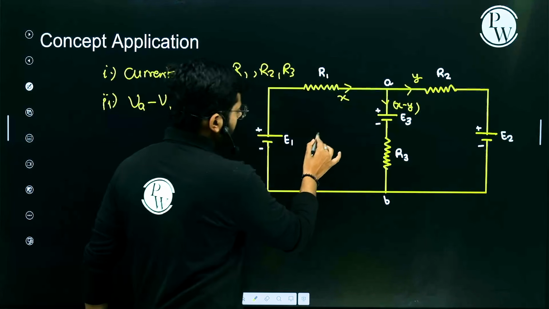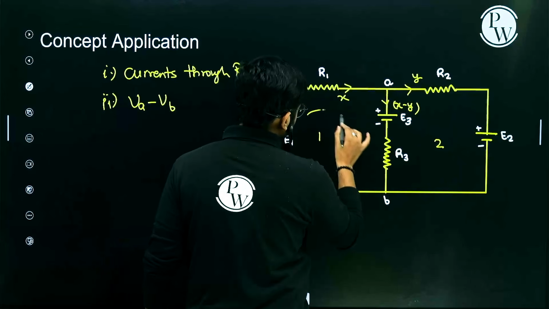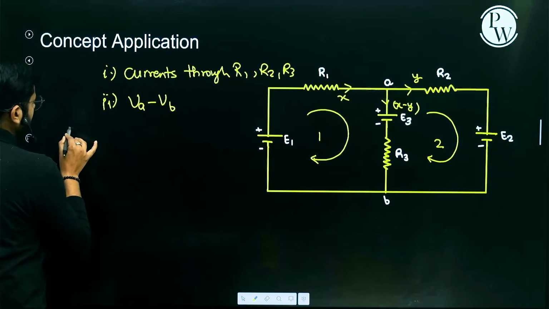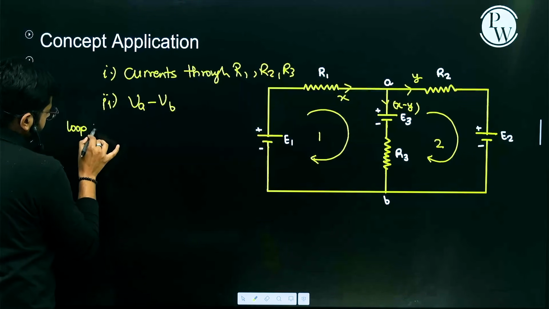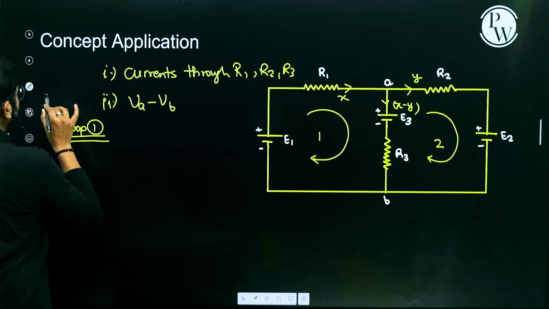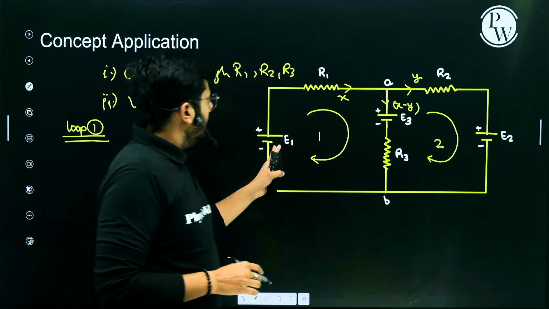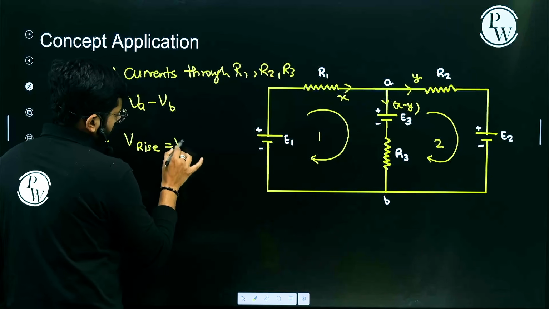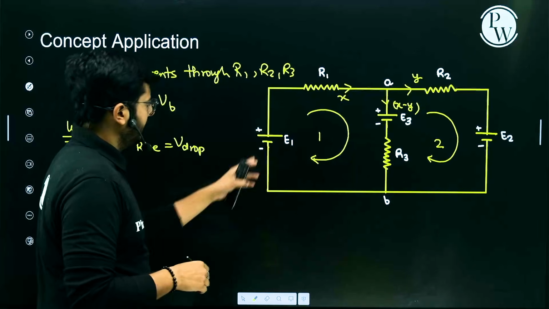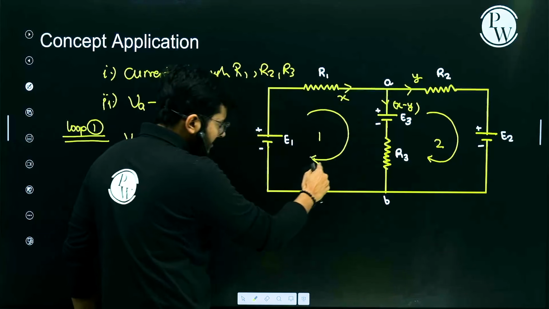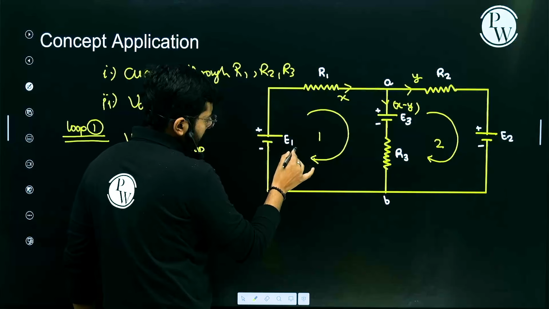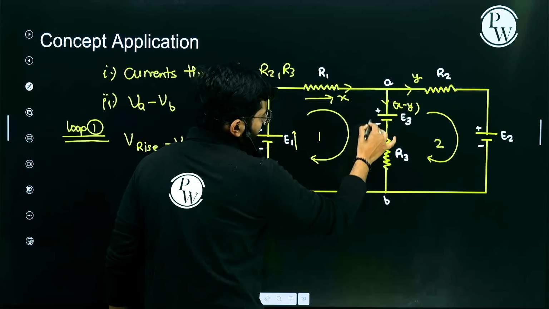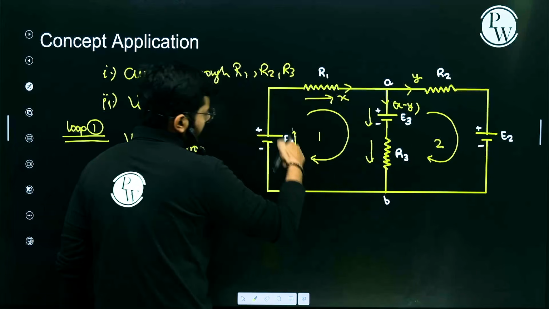So this is the first loop and this is the second loop. We are analyzing the first loop in this way, and the second loop in this way. So when we analyze loop number 1, again, you will say that the potential rise you will observe should be the same as the potential drop in the entire loop. While analyzing in this direction, you are going through this battery this way, through this resistor this way, through this battery this way, and through this resistor this way, just like that.